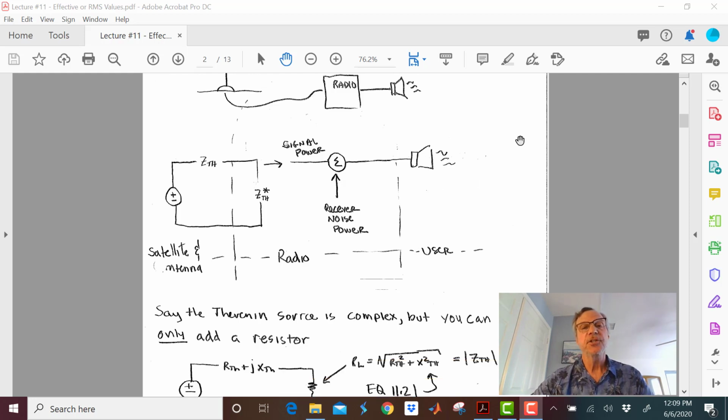So this is just one practical example of maximum power transfer. You're going to see a lot more in this class.